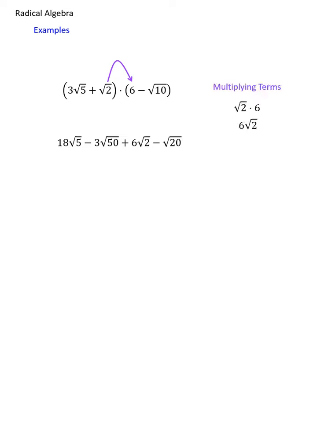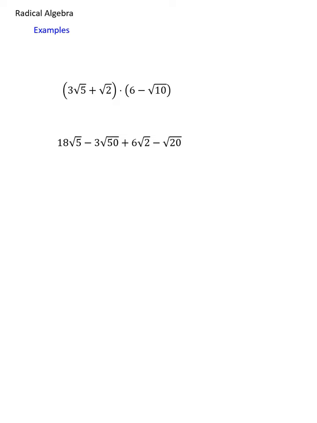Then I multiplied the inner terms. Here are the details. It's worth noting here that when we have an expression like radical 2 times 6, we typically write the whole number first, so we would write this as 6 radical 2. Not that you have to. And that gave me this. And finally, the last term of each pair multiplied together gives me negative radical 20.